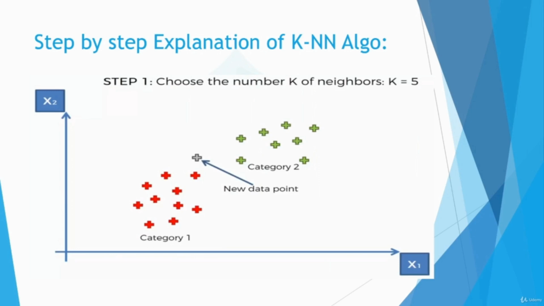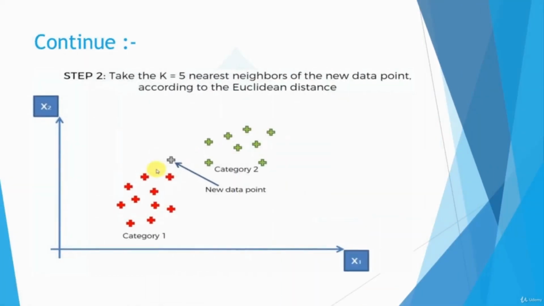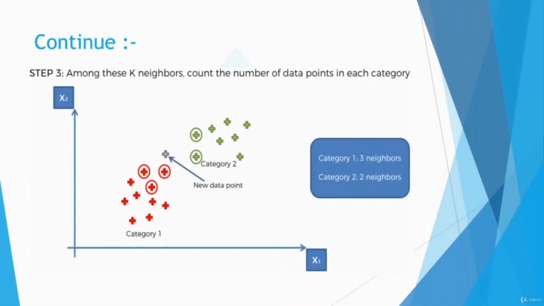The first step is to choose the number k of neighbors, which means we have to choose the k neighbors of this new data point, and the default value for this is 5. You can choose any value you like, but the default value used is 5. Now we go to step 2. We have to choose these 5 points with the help of Euclidean distance. The 5 points closest to this new data point by Euclidean distance are its 5 neighbors. Now in step 3, among these k neighbors, count the number of data points in each category.